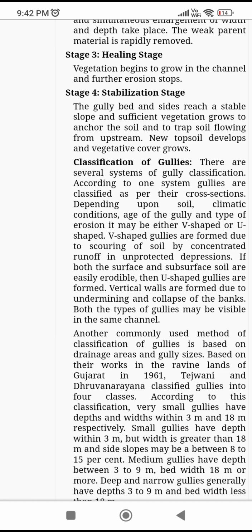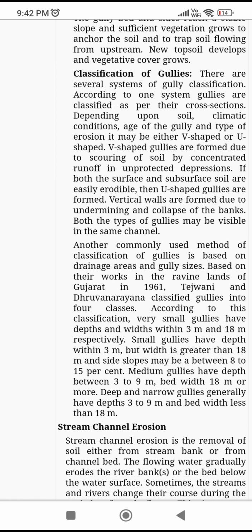So what are the different types of classification of gullies? On the basis of shape, there are two classes, V-shaped or U-shaped. V-shaped gullies are formed due to scouring of soil by concentrated runoff in unprotected depressions. If both the surface and subsurface soil are easily erodible, then U-shaped gullies are formed. So these are two types.